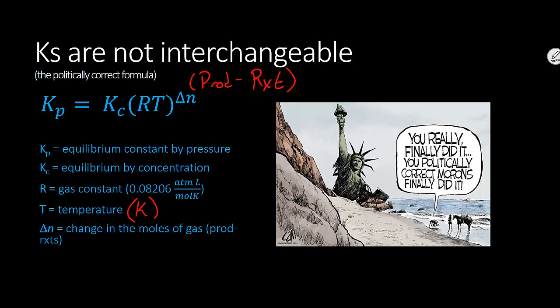I sometimes refer to this as the politically correct formula. It is no longer on the AP exam. It is not on your formula sheet. And when you take your quiz, please remind me to give it to you, because it's not on your formula sheet. You're not expected to memorize anything for this course. So Kp equals Kc times RT raised to the change in N.